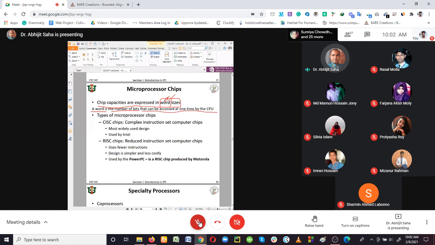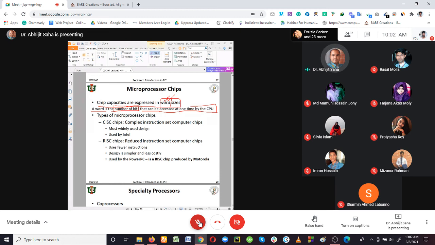Okay, so that means the bigger the word size, the more complex operations, and more operations at the same time, the CPU will be able to do. The word size we are talking about is nothing but the number of bits that the CPU can execute at a time. So it is telling us that a word is the number of bits that can be accessed at one time by the CPU. Okay.